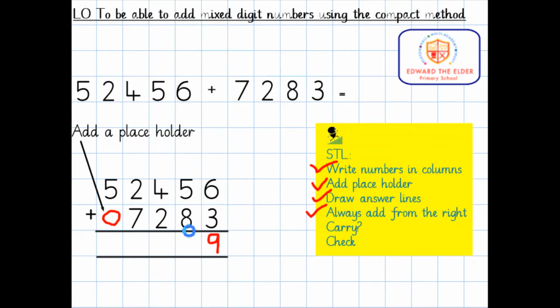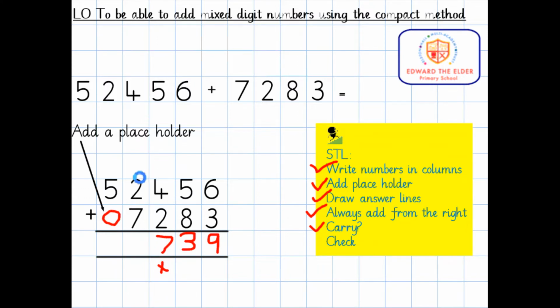5 add 8 is 13. As I can only put 1 digit in each column, I will put my 3 there, and I'm then going to carry over my 1, so I can tick there. I move on to the hundreds column. 4 add 2 is 6, but I mustn't forget the 1 that I've carried over. So 6 add 1 means I have 7.